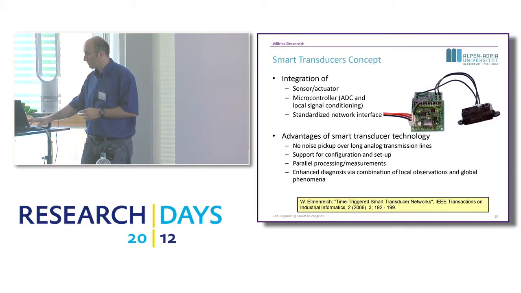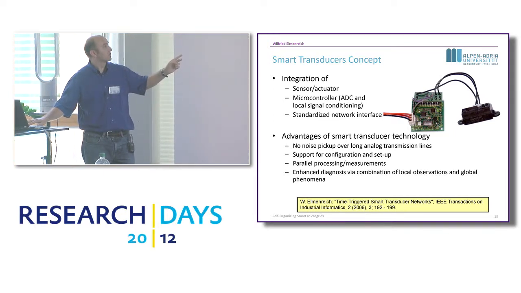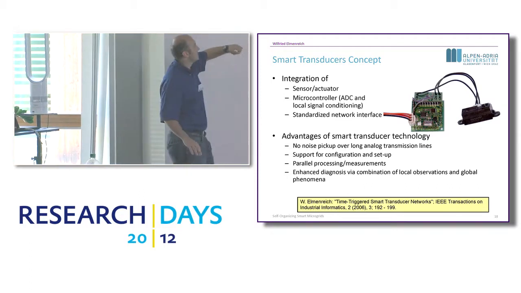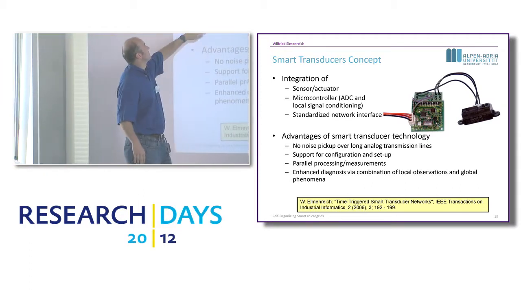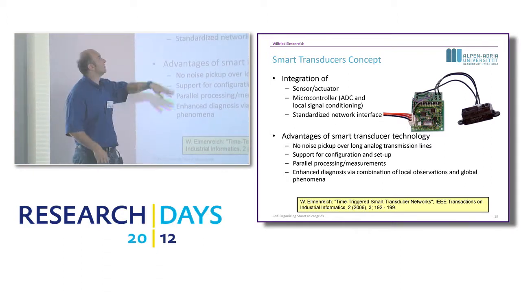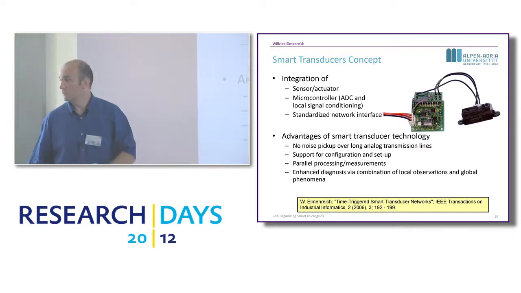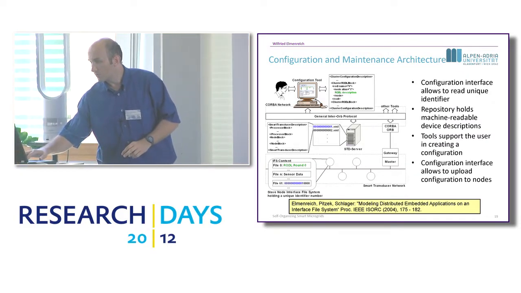This is also for the smart appliances, an approach we follow. It's related to the smart transducer concept, which comes from automation. We also have the integration of some levels, like the sensor or actuator, or in our case, the actual appliance, some local intelligence, and then some network interface. Just briefly go over this.